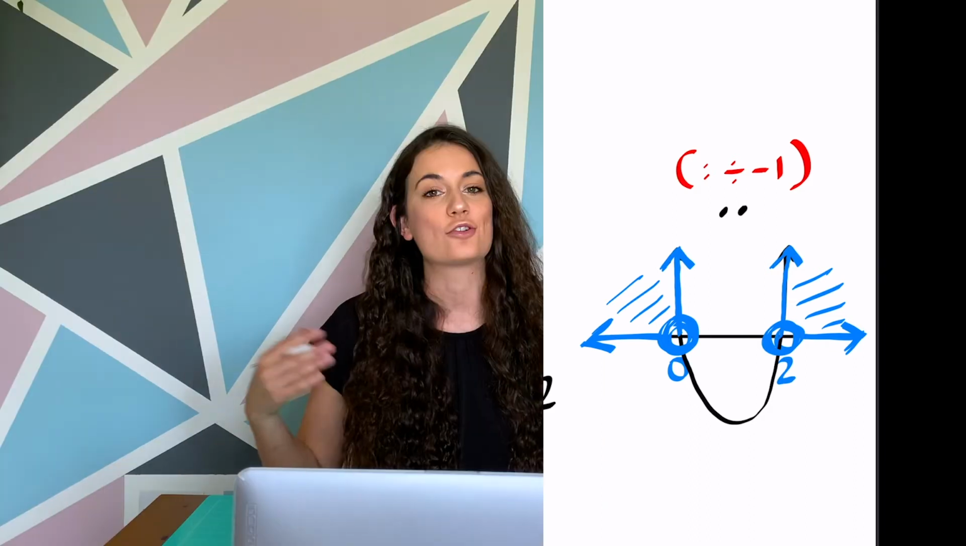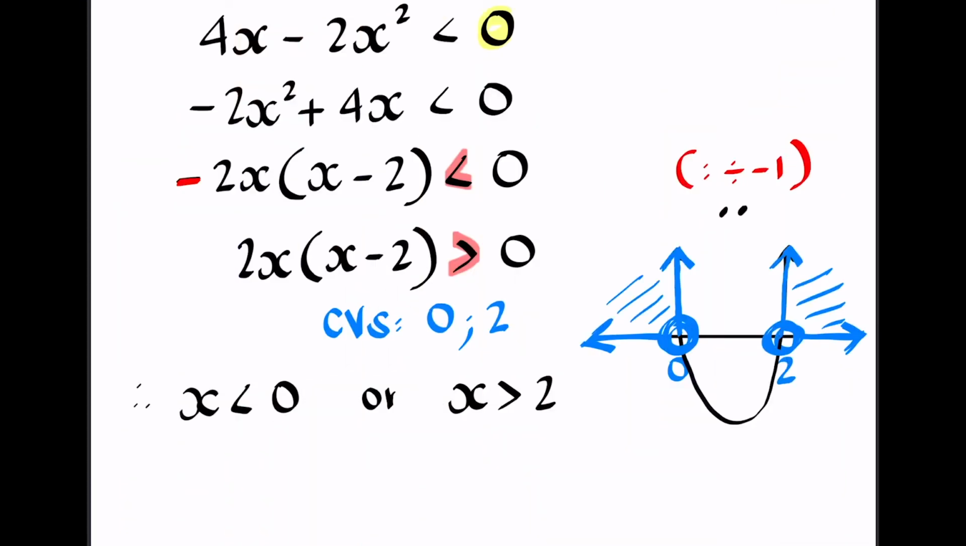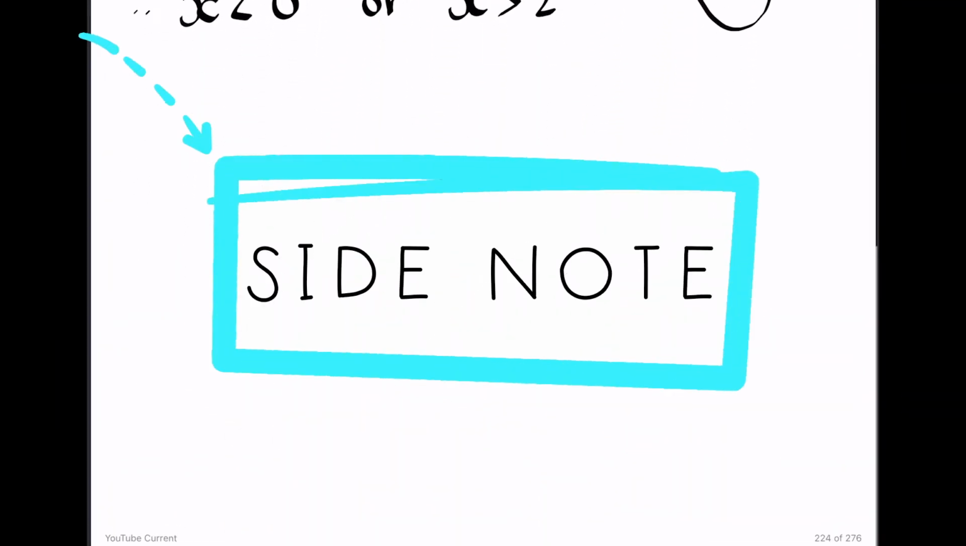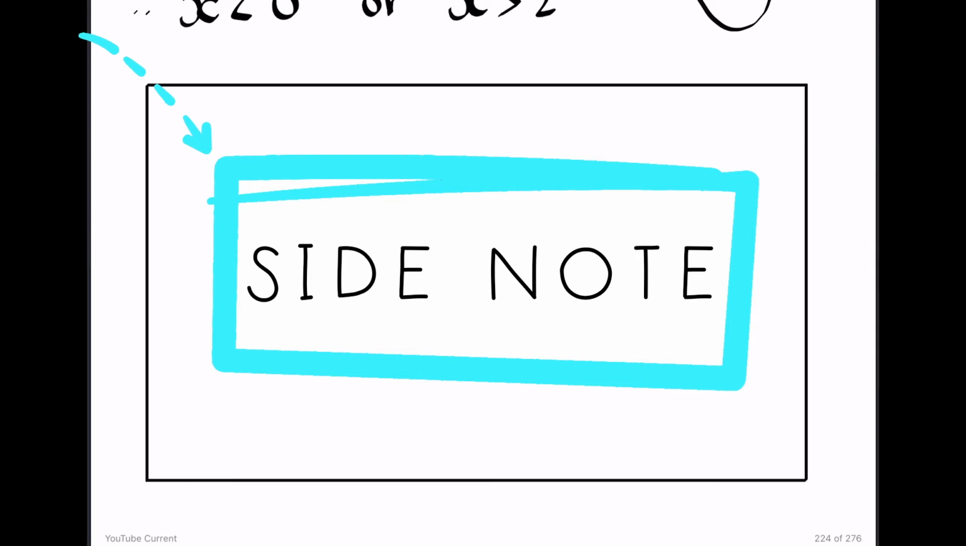It's not less than or equal to or greater than or equal to, because in the original question the inequality sign doesn't have an equal to. Now, this question is finished. However, I just want to touch base on this particular question if the inequality sign was the other way around. This is just a side note. So maybe I'm just going to draw it into a little block over here.